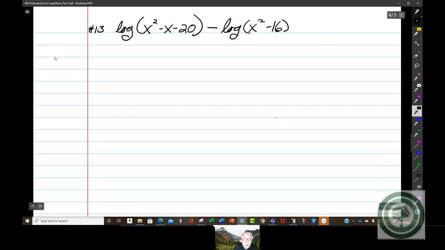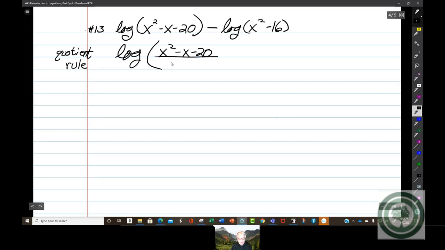So the first thing I'm going to do is use the quotient rule. So that we'll have log of x squared minus x minus 20 over x squared minus 16. Then I'm just going to factor. Log, and you know it's log base 10. You don't need the 10 there, but I'm just reminding you, helping you remember.